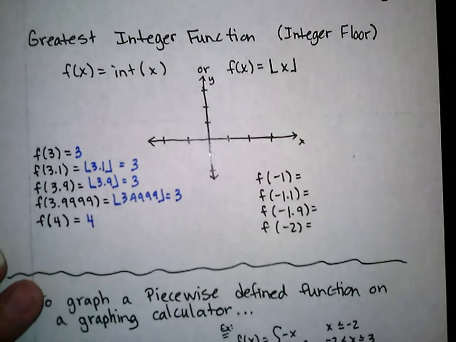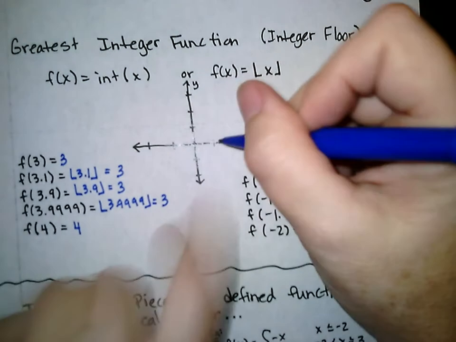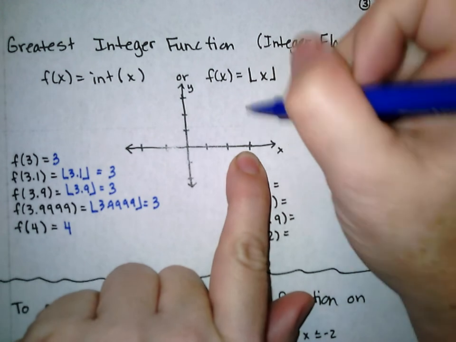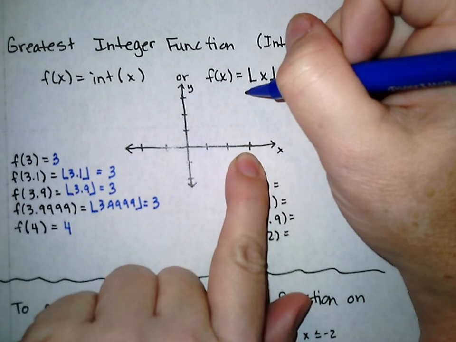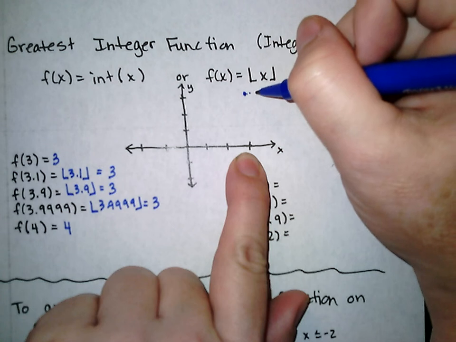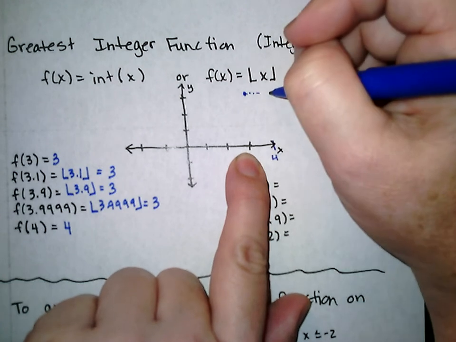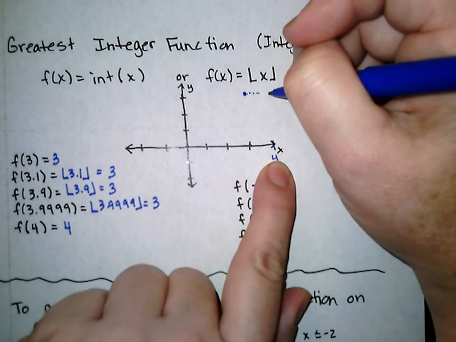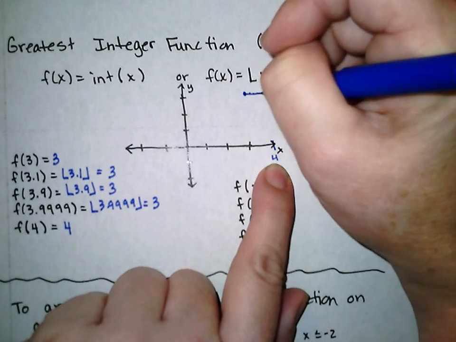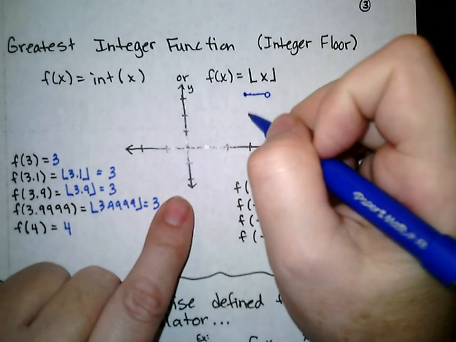So when I go to graph this function on the axis, if I go over to 3, that value is 3. 3.1 is still 3. 3.2 is 3. 3.3 is 3. All the way to 3.9 is still 3. All the way to 3.999. But as soon as I hit 4, it jumps. So I'm going to do an open circle on 4 because right at 4, it's going to jump up to the next number. So this pattern just repeats itself.